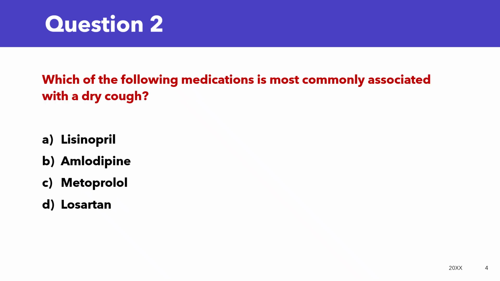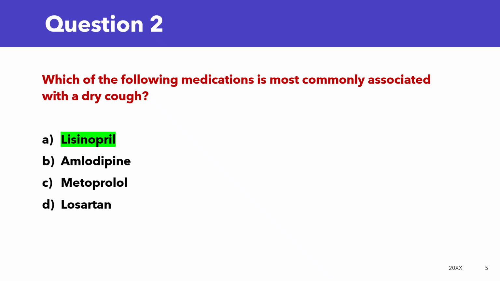Question 2. Which of the following medications is most commonly associated with a dry cough? Again, if you think you know the answer, take a moment, write the answer in the comments, and then we'll answer it together. The correct answer here is A, lisinopril.